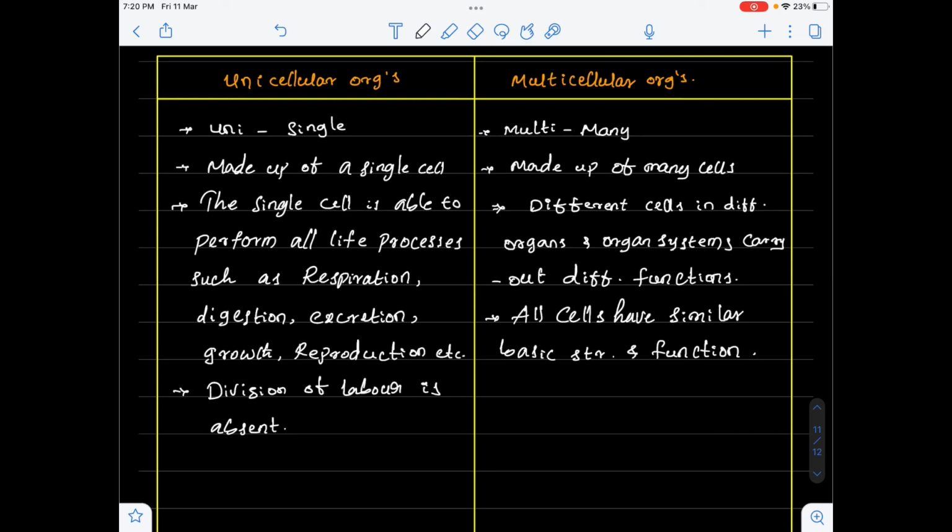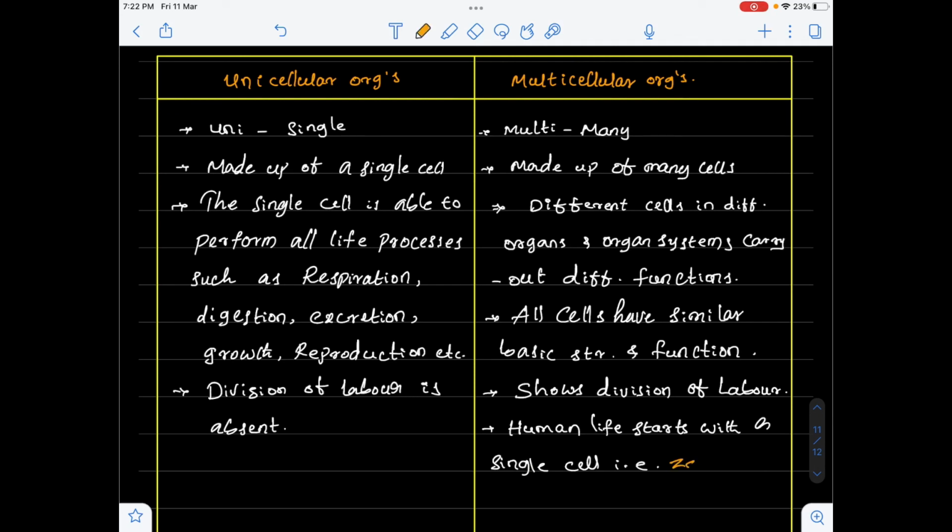But in multicellular organisms, in different organs and organ systems, the cells carry out different functions, so we can say multicellular organisms show division of labor, which means work divided among different types of cells, that is similar or dissimilar types of cells. And here an important statement regarding multicellular organisms: their life also starts with a single cell, the zygote. For example, human life starts with a single cell, that is the zygote.